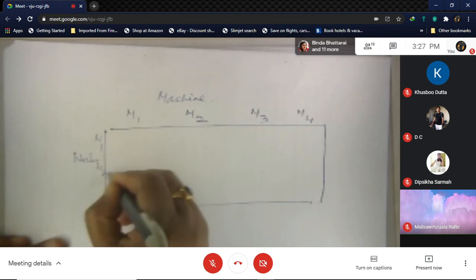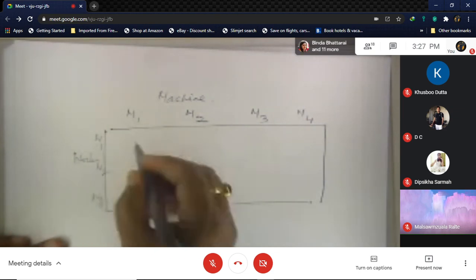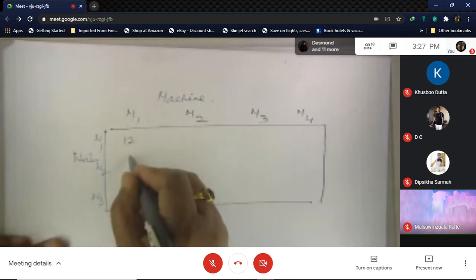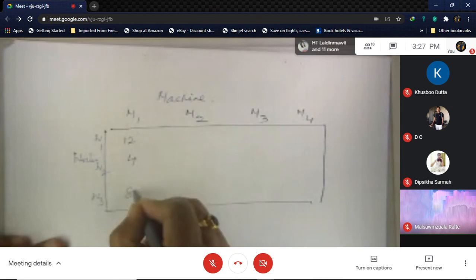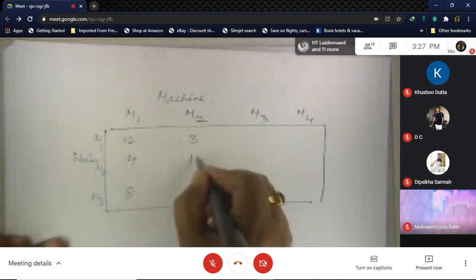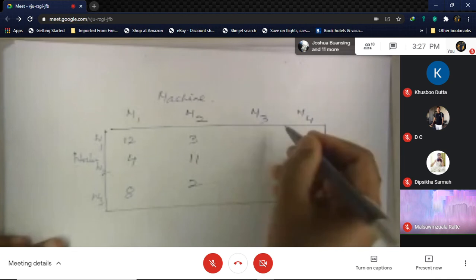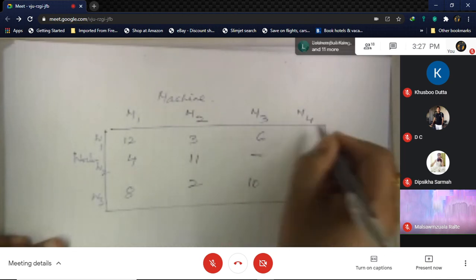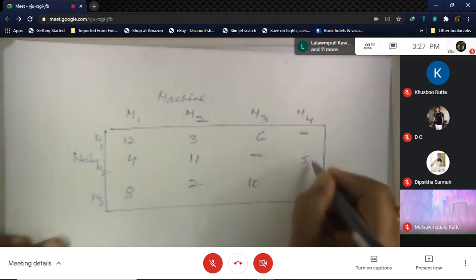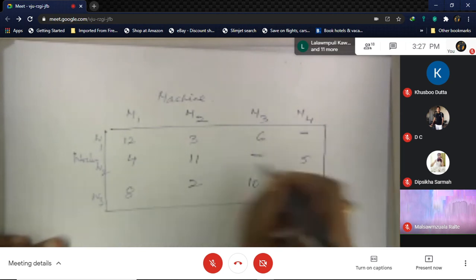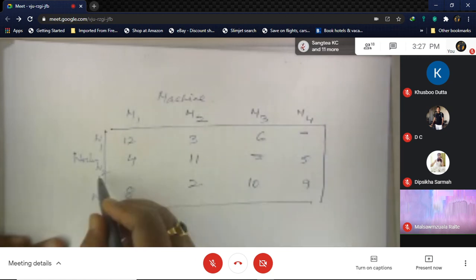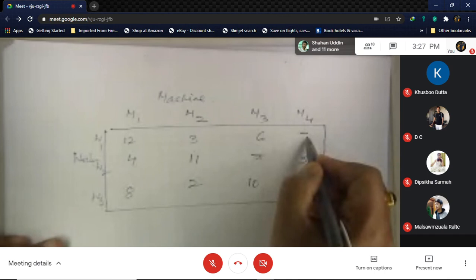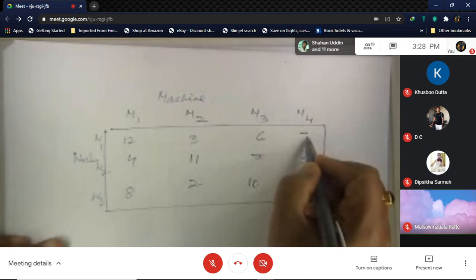W1, W2, and W3. And the cost of doing this work is 12, 4, 8, 3, 11, 2, 6, dash, and 10, dash, 5, and 9. This dash means that worker 2 cannot work on machine 3, and worker 1 cannot work on machine 4, which means you cannot assign them out there.